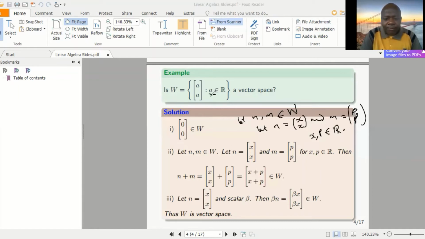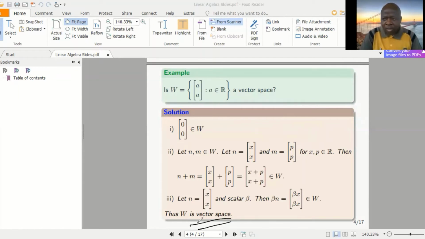Because this is a condition: the elements here, a and a, must be real numbers. So this will be a real number, and this will be a real number, because our a there will be beta x, and another a there will be beta x. And since x was a real number, multiplying it by a scalar, the result will be a real number. And therefore it will be in W. So that means that the three conditions have been fulfilled, and therefore it's a vector space.